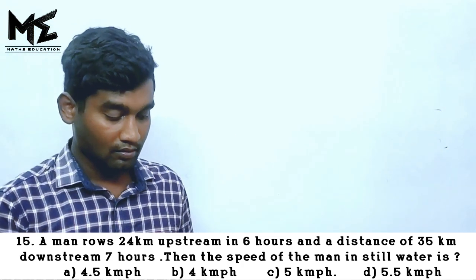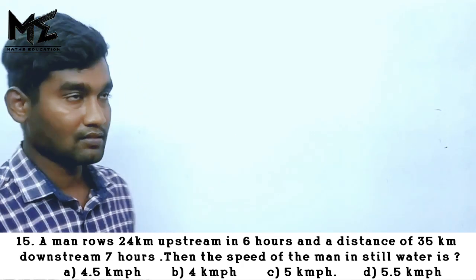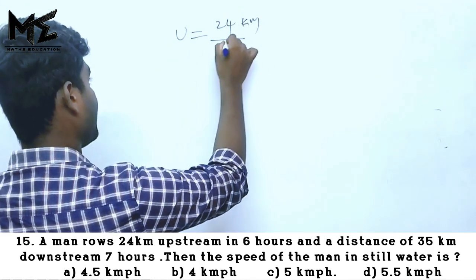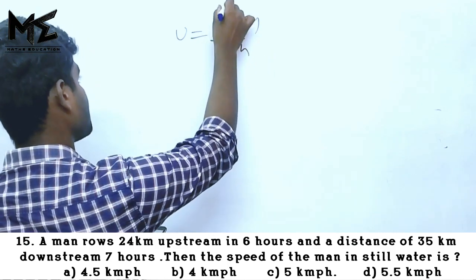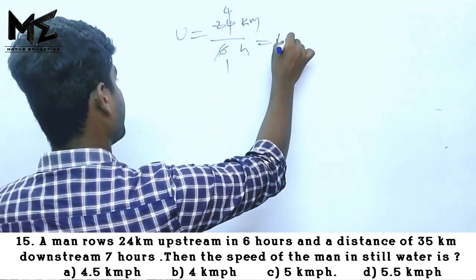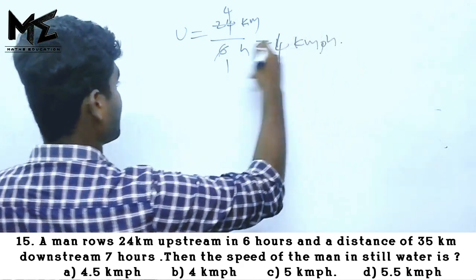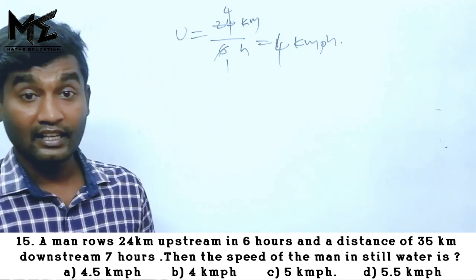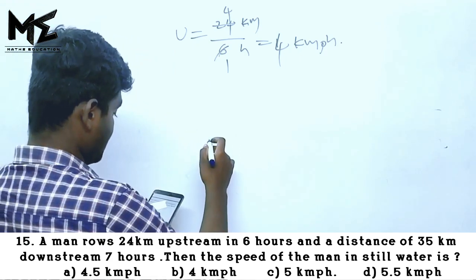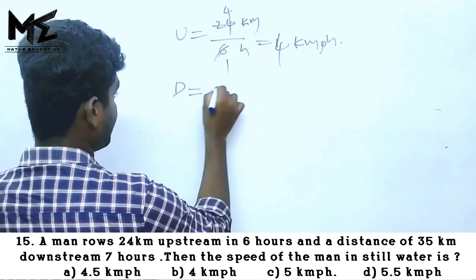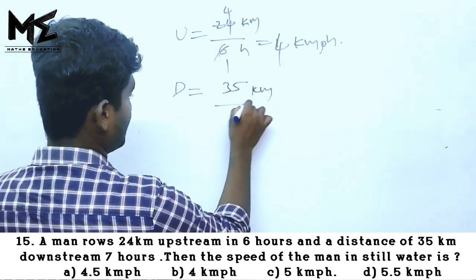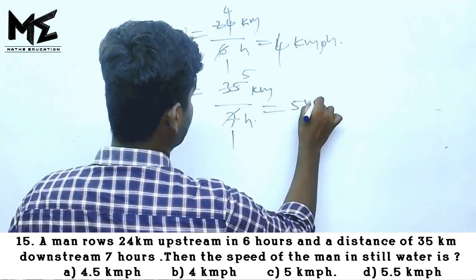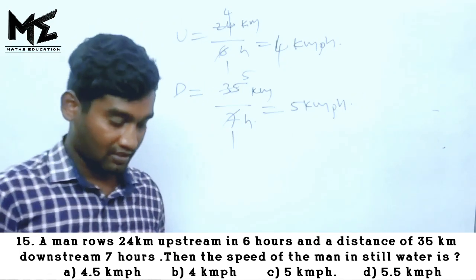A man rows 24 kilometers upstream in 6 hours. Upstream they gave 24 kilometers in 6 hours. 6 fours are 24, so 4 kmph. Upstream is 4 kilometers per hour. And the distance of 35 kilometers downstream in 7 hours. 7 fives are 35. That means 5 kilometers per hour is downstream.